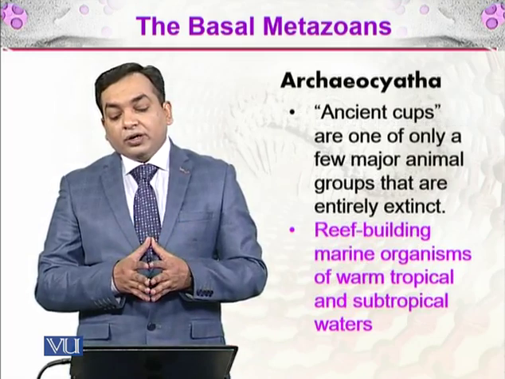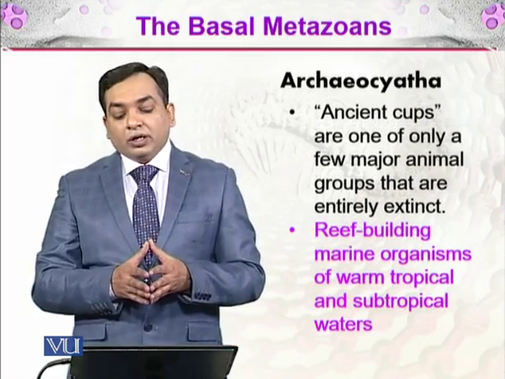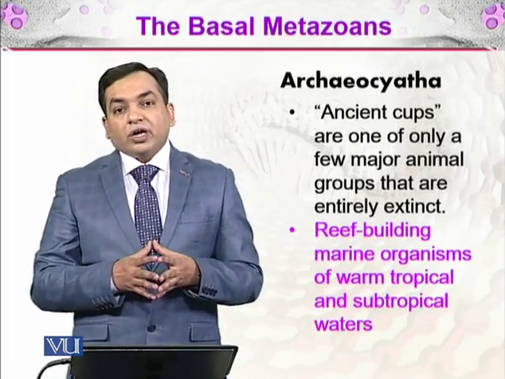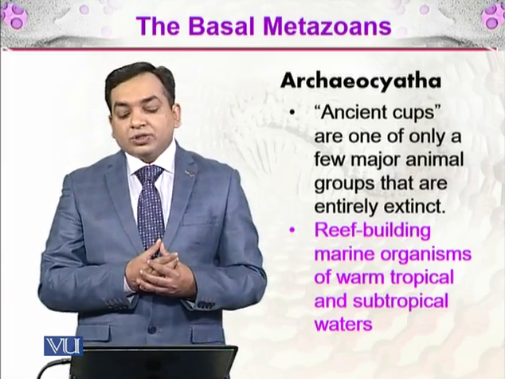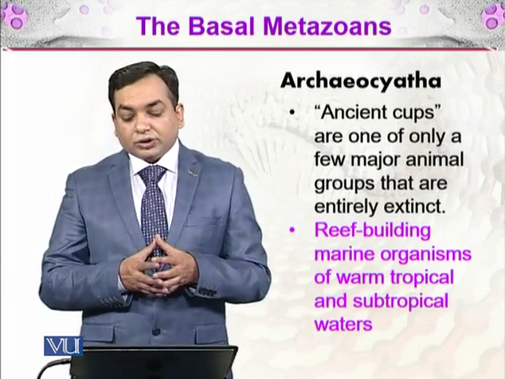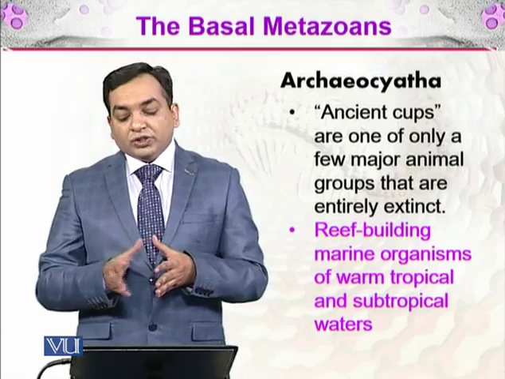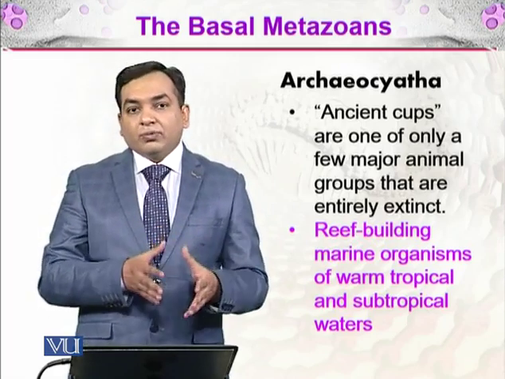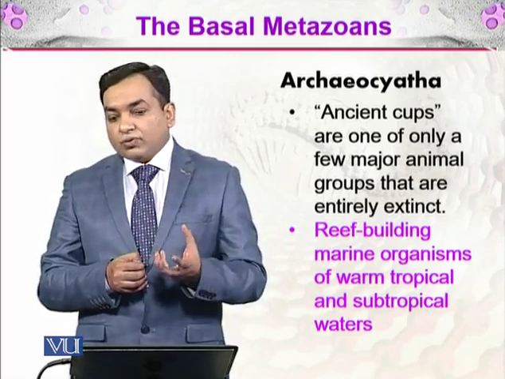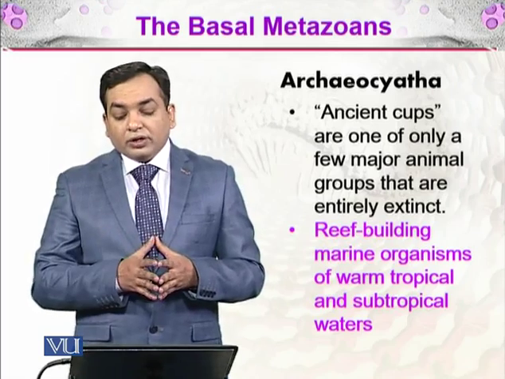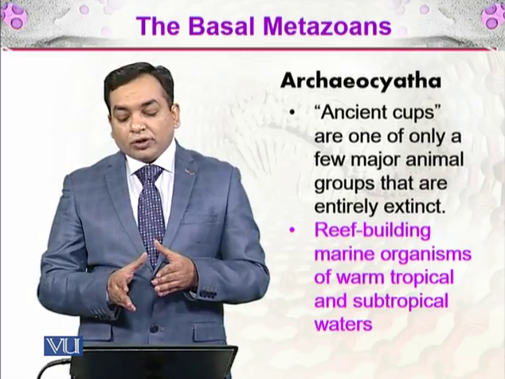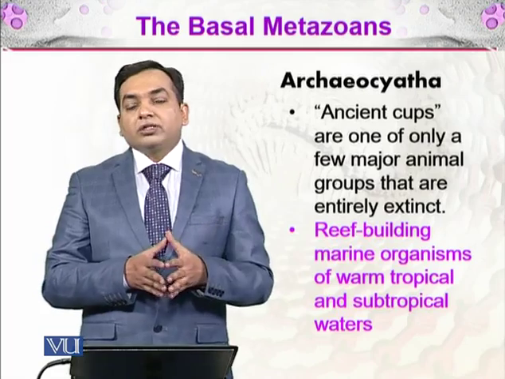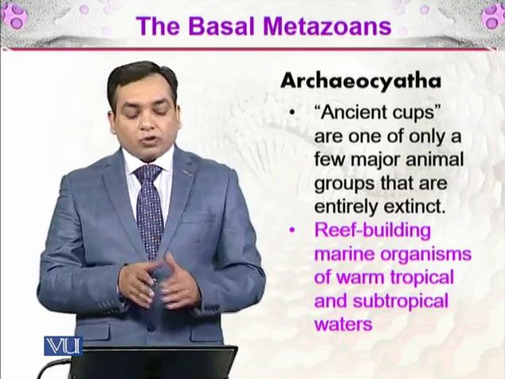And then there come the Archaeocyathata. Archaeo means ancient and cyatha means cup. So Archaeocyathata are the organisms which had cup-like structures. These are one of the few major animal groups that are entirely extinct. That means they are no longer on the surface of the earth. The reef building organisms were marine organisms of warm tropical and subtropical waters. Tropical means they were near the equator, and subtropical means a bit away from the tropics.